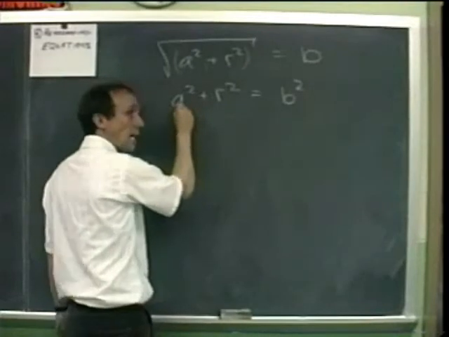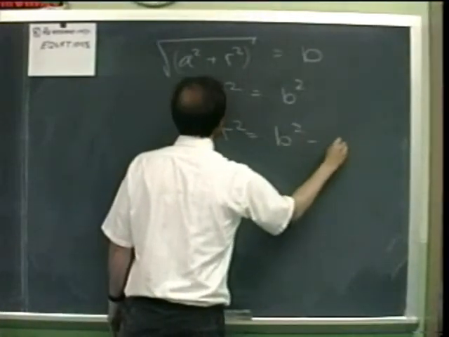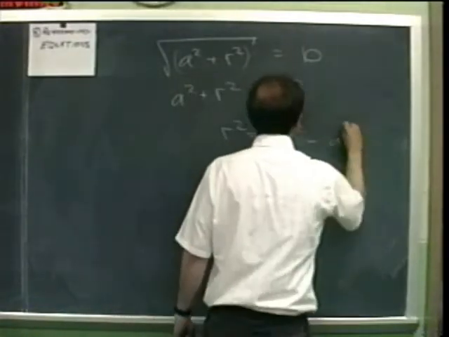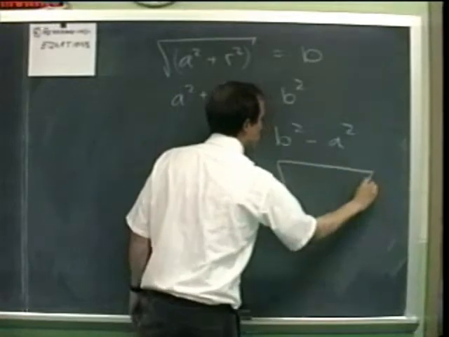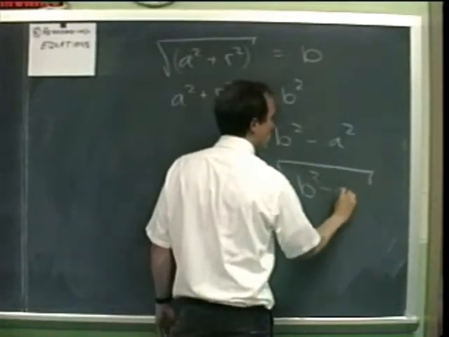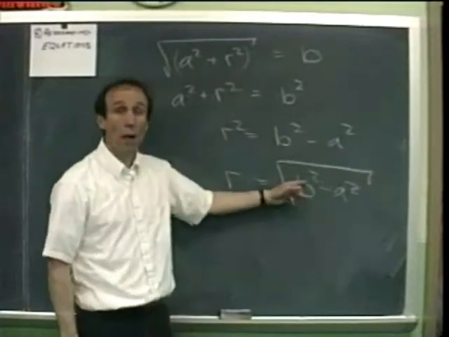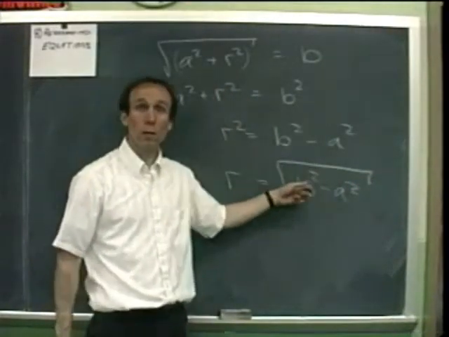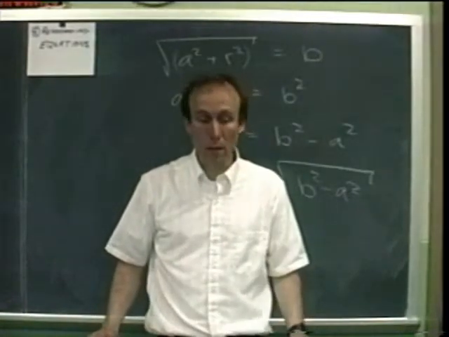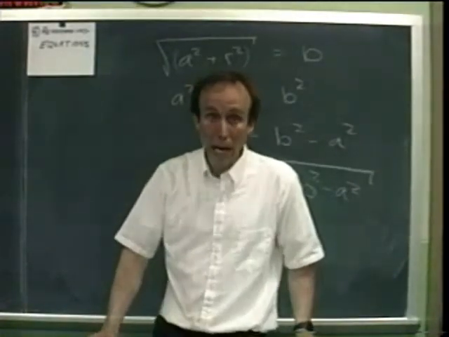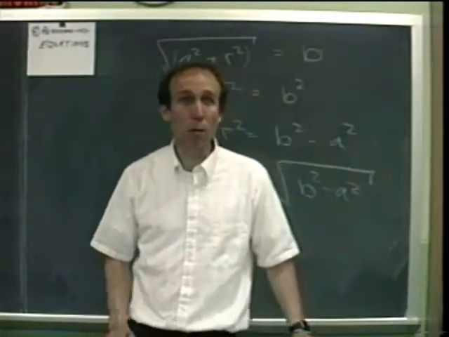Then we can subtract a squared from both sides. Take the square root of both sides, being careful to extend that square root over the whole thing and recognize it's not the square root of the individual terms there, but just the square root of the whole thing. You have to subtract a squared from b squared first, and then take the square root. Powers, same thing.